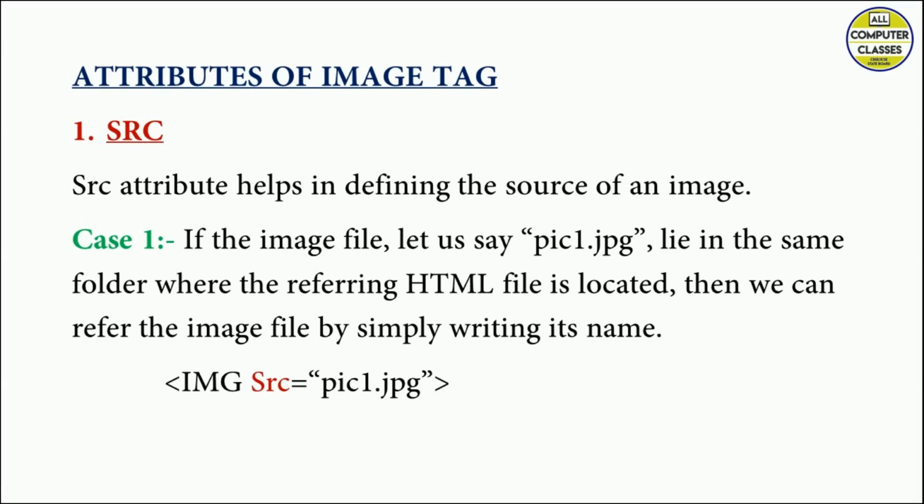So we have three different cases if the images that you want to insert are located at different locations. For example, case 1, if your image lies in the folder where the referring HTML file is located, right? It means the image that you want to insert already exists in the folder where your text document is being prepared. So you just need to put that name and the image will be there on the web page.